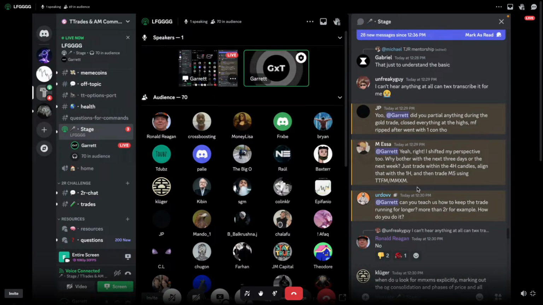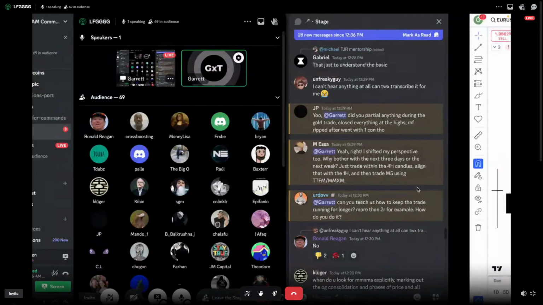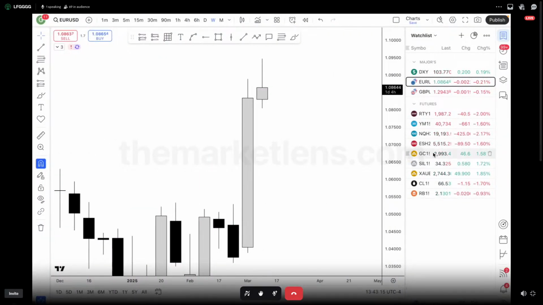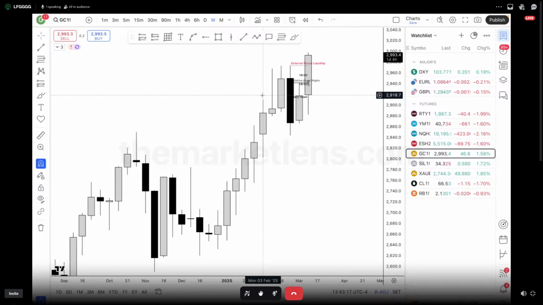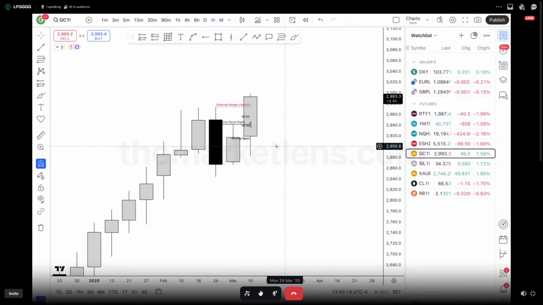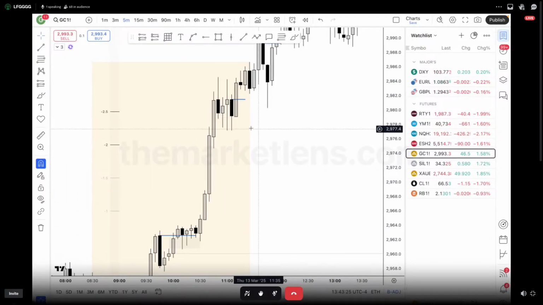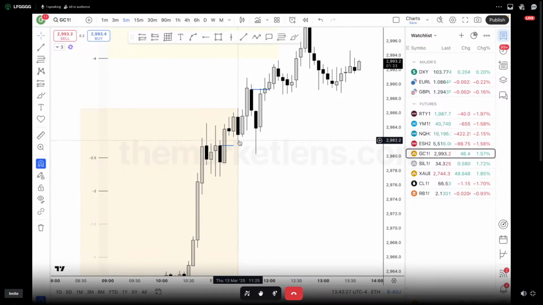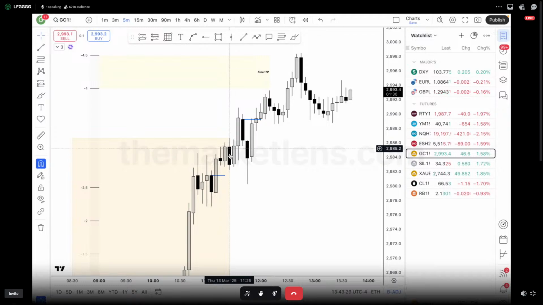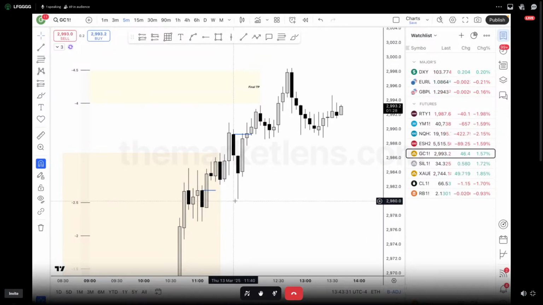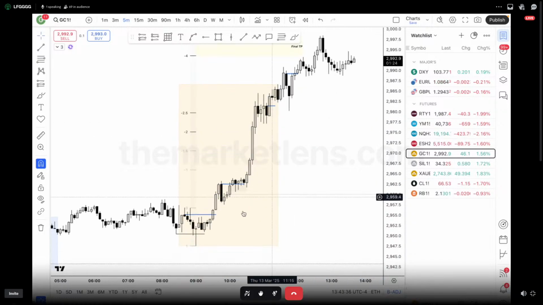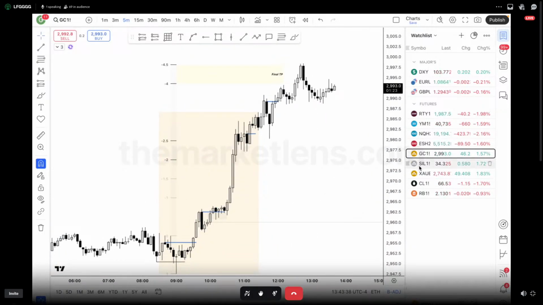Can you teach us how you keep the trade running longer? Oh yeah, okay. So without partials, you probably want to TP here. But another way you can do it is just trail until you get stopped out. You trail to this low, and then maybe trail to this low, even though that's a really small range candle. But you know what I'm saying? You just trail to new opposing candles until you reach a final draw. That's really it though.